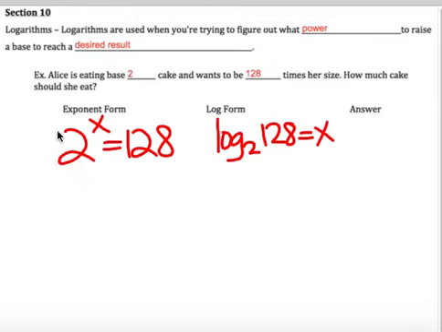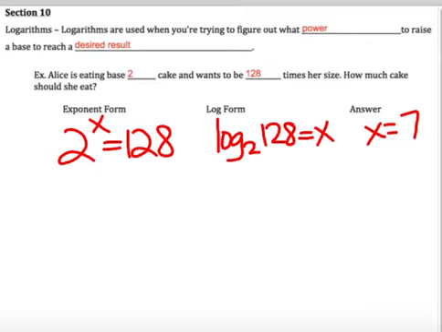So again, in exponential form, it says 2 to the what equals 128. The logarithm form says log base 2 of 128 is x. On your pink sheet, you look on row 2 and scan across until you get to 128, and we know that is the power of 7. So Alice would eat 7 ounces of base 2 cake to be 128 times as big.